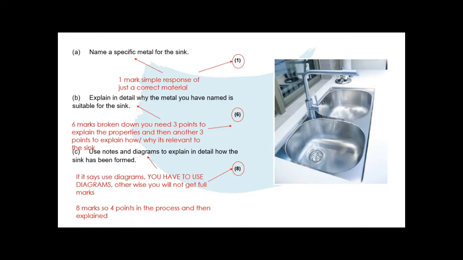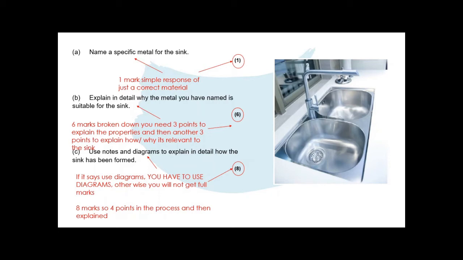I'll give you a breakdown of the question. So the first one, name a specific metal for the sink. That is 1 mark, so that's a simple response. Just state it, you don't need any explanation. Part B is explain in detail why that metal you've named is suitable, 6 marks. So broken down, realistically, that's 3 points to explain the properties, because that's why it's asking you how is it suitable. You need to talk about the properties of that material. So 3 marks for 3 properties, and then another 3 marks to explain how that relates to the sink.